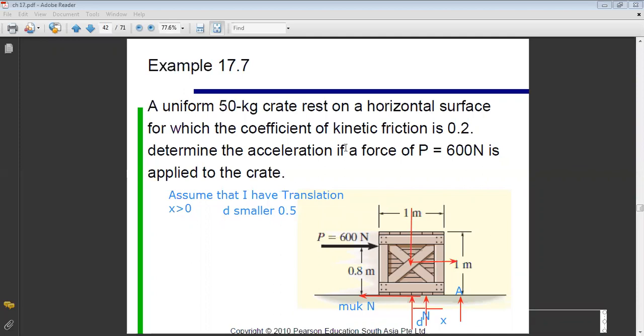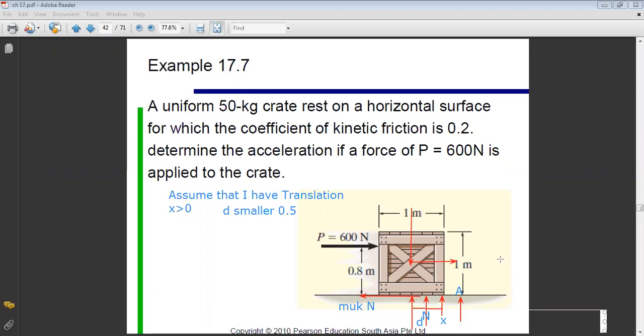This means that when the normal reaction reaches A, it cannot go any more beyond A. This is why my crate cannot continue in translation. It will start to rotate. And I can have two scenarios. It can rotate about a fixed point A, or it can do general motion. It can rotate plus translate.